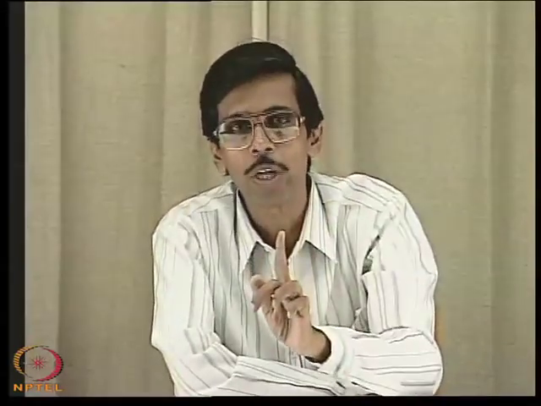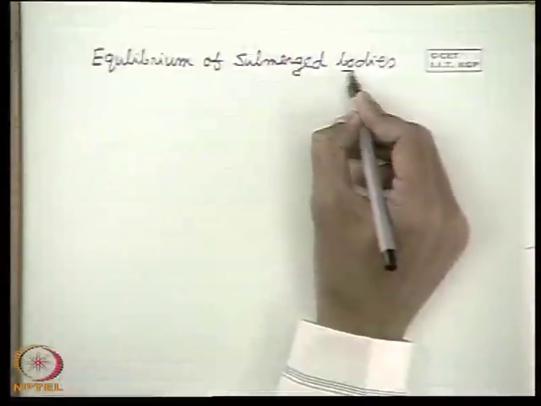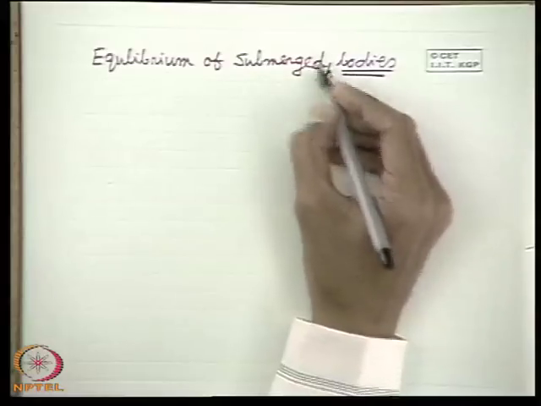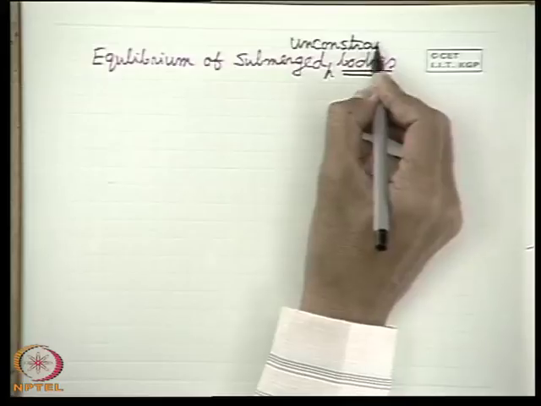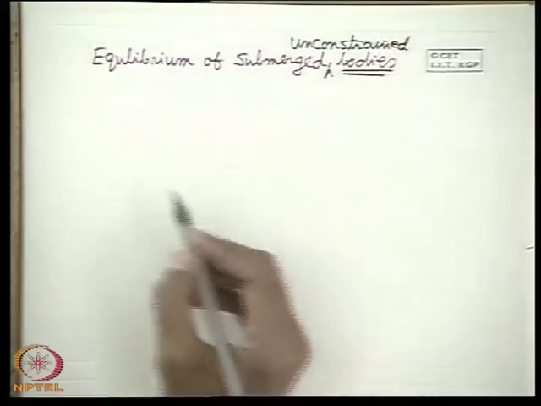In that case, what happens? The weight and the buoyancy are equal in magnitude, and if they also become collinear, that means vertical with the same point of application on the same vertical line, then the body will be in perfect equilibrium under submerged state. So, the condition for equilibrium of submerged bodies, unconstrained, that means free, is that only weight and buoyancy are acting.